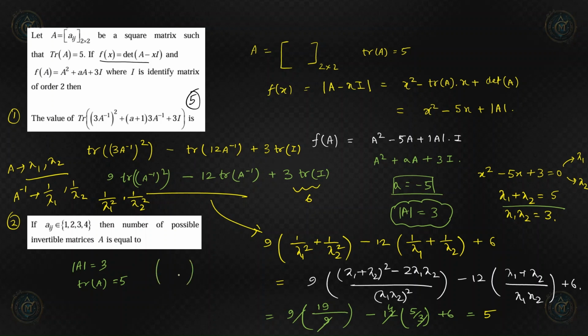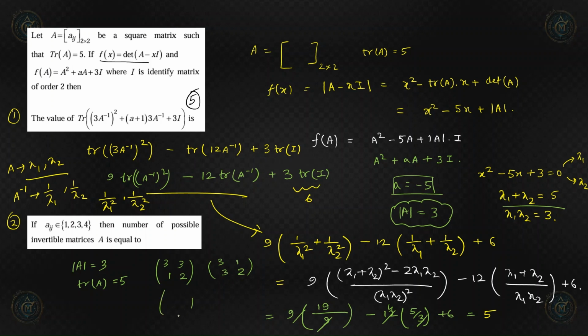We have to form a matrix such that the trace of A is equal to 5. So let's say we take 3 and 2 here, and the determinant of A should be 3. That means this is 6, so we take 6 minus 3. So let's take this case and this case. Both of these matrices are possible.